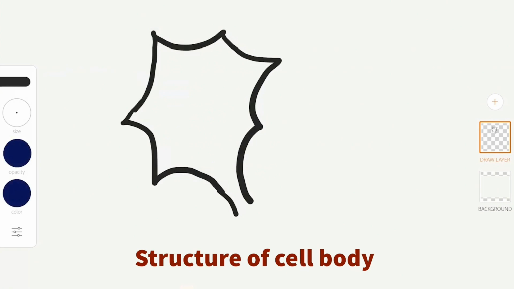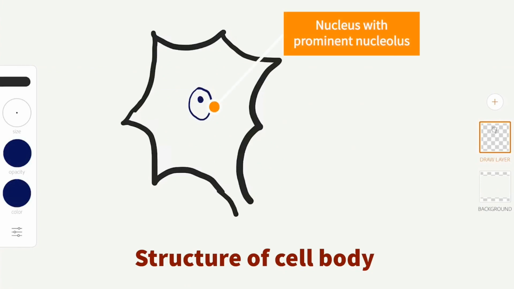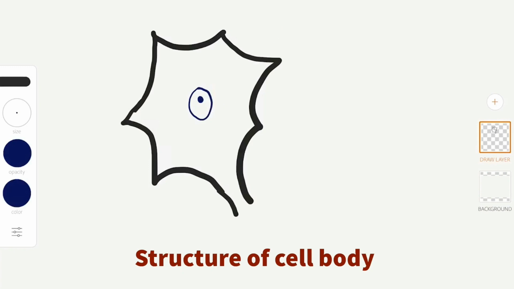The cell body has a round and central nucleus with a prominent nucleolus. The prominent nucleolus suggests the increased activity of the neuron and also suggests that neurons are cells with high protein synthesis. Apart from the nucleus, we can make out many cytoplasmic organelles.